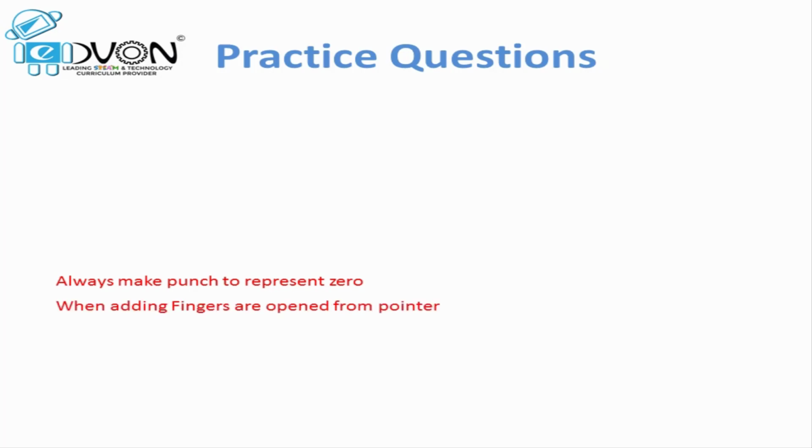Let's start practicing questions for addition and subtraction of tens on our left hand. But before starting, keep a few things in mind. Always make a punch to represent 0 before starting a new question. When we are adding, we open fingers from the pointer, and when we are subtracting, we close fingers from the small finger side. Let's start.